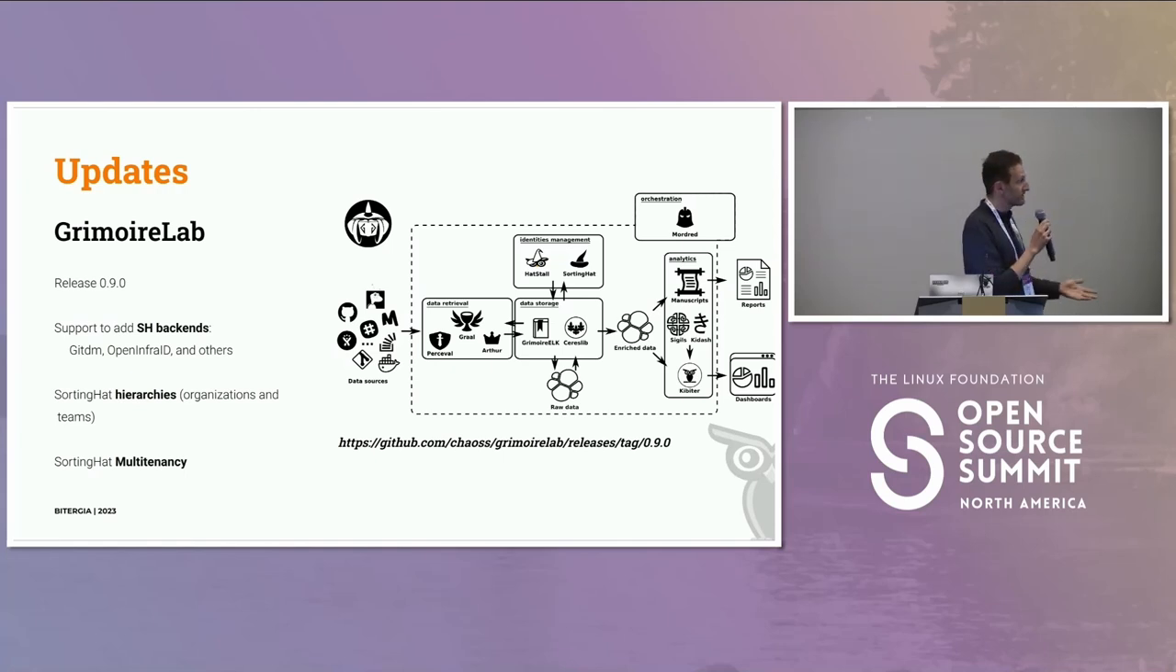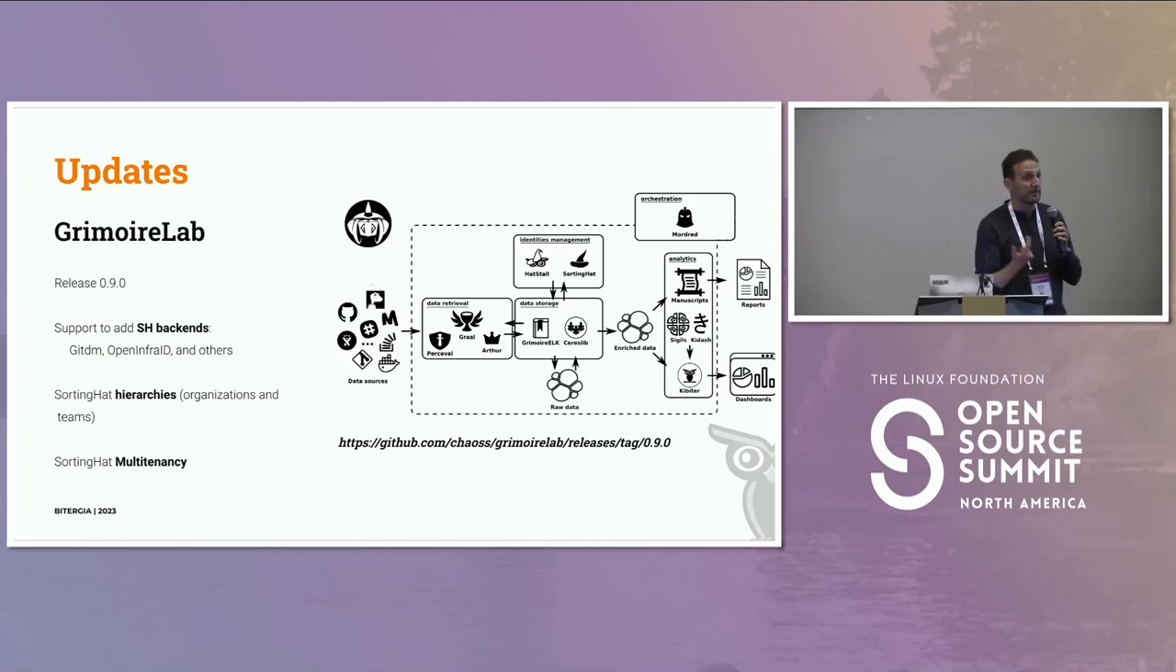And then Sorting Hat specifically is now supporting different backends, specifically GitDM or Open Infra ID, but there is now support to produce more backends. So if you are using your own technology to track all of this information, then basically you can produce a piece of software that is integrating that with Sorting Hat and then with the rest of the technology, basically Grimoire Lab.